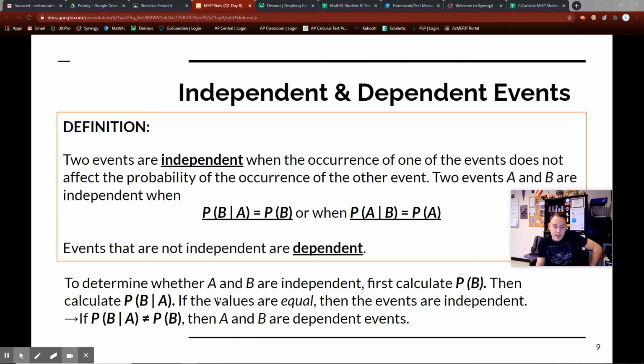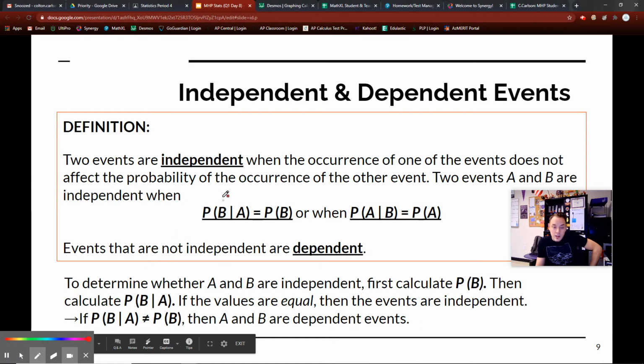You don't need to write this down, but to determine whether A and B are independent, you first calculate the probability of B, and then calculate the probability of B given A. If the values are equal, then the events are independent. If the values are not equal, then the events are dependent. So you calculate the probability of B and then the probability of B given A.